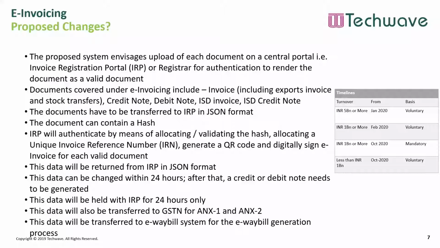And as I told earlier, any changes in these invoices, once they have been validated by the IRP, need to be done within 24 hours. If any changes are done after 24 hours in the invoice, that means if you cancel an invoice after 24 hours of IRN generation, then your GST liability of those invoices will not be auto reversed by the government. So the government is promoting that if you have to do a cancellation, please follow a credit note or a debit note cycle.